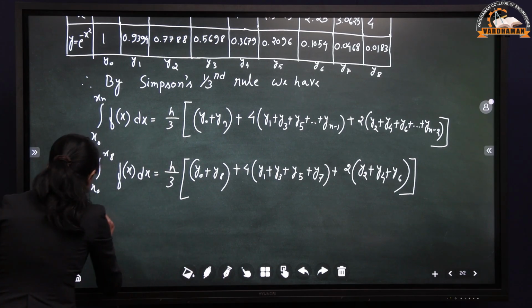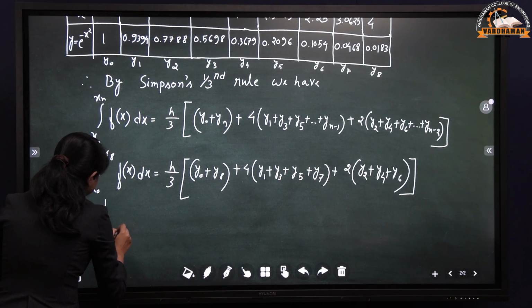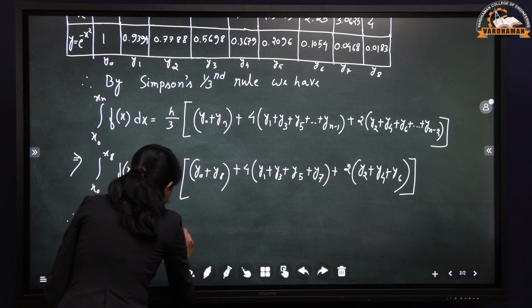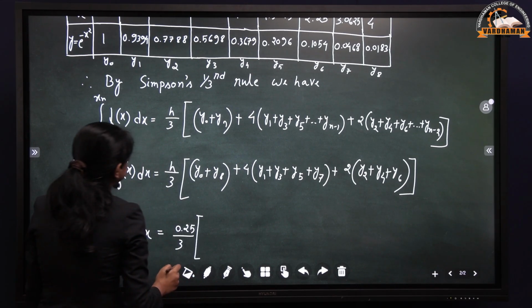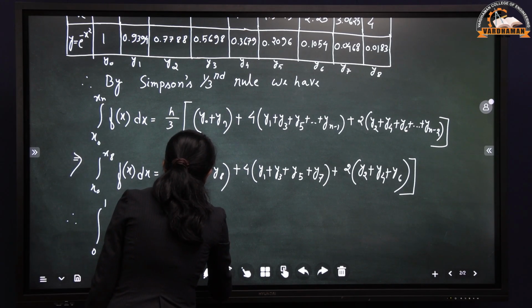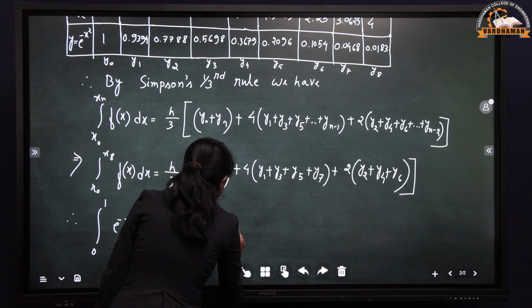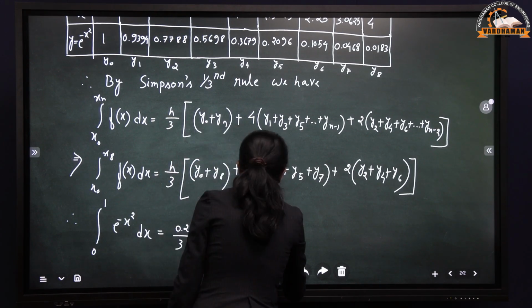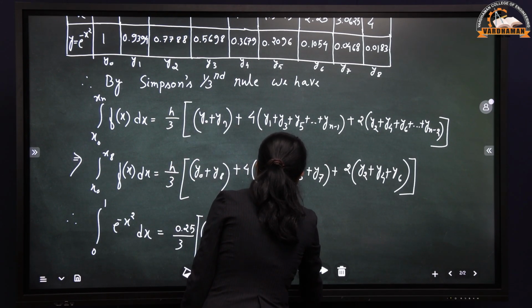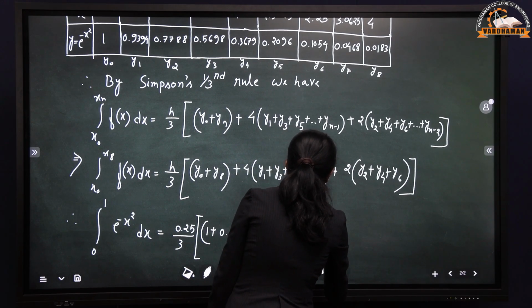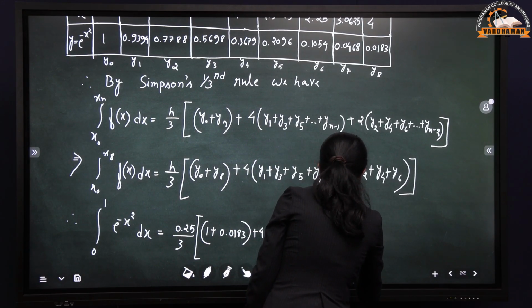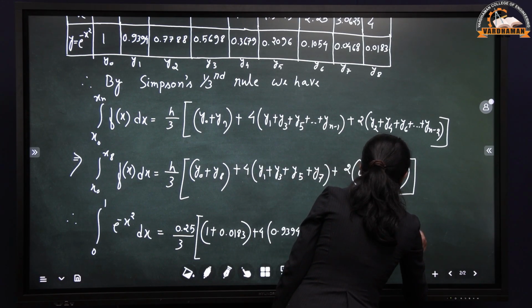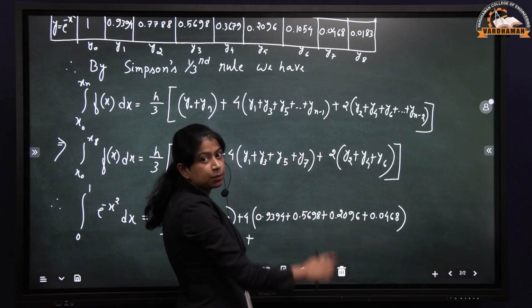Therefore, x naught is 0 to 1. Integration of e power minus x square dx is equal to h, which is 0.25, by 3 [y naught plus y8. Y naught is 1 plus y8 is 0.0183 plus 4 into y1 is 0.9394 plus y3 is 0.5698 plus 0.2096 plus 0.0468 plus 2 into sum of the even terms.